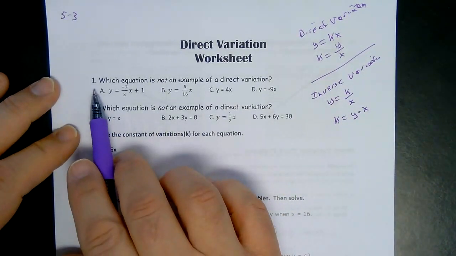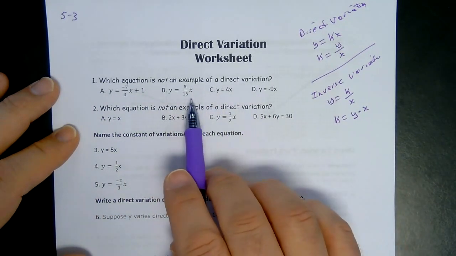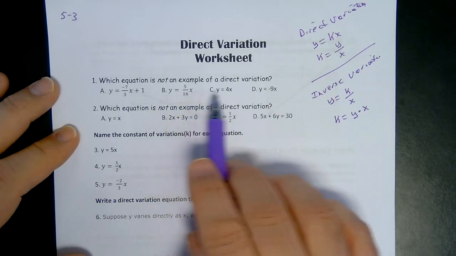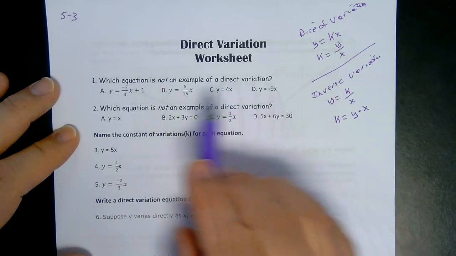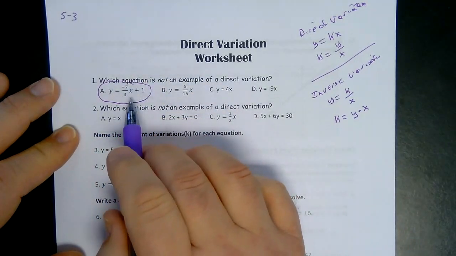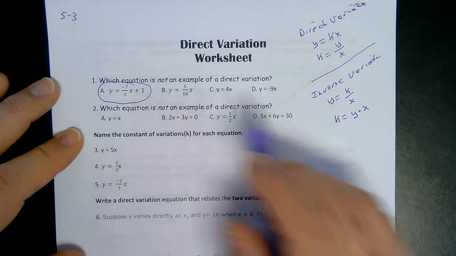Okay? So number one, which equation is not an example of direct variation? So direct variation just has a number times x, a number times x, a number times x. This one does not, because it has a number times x then plus some number. Okay, so this one is not an example of direct variation.